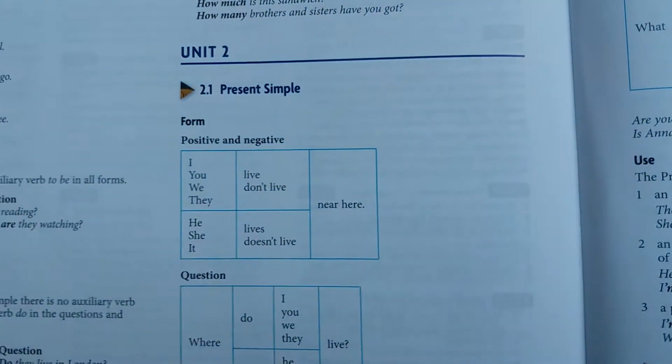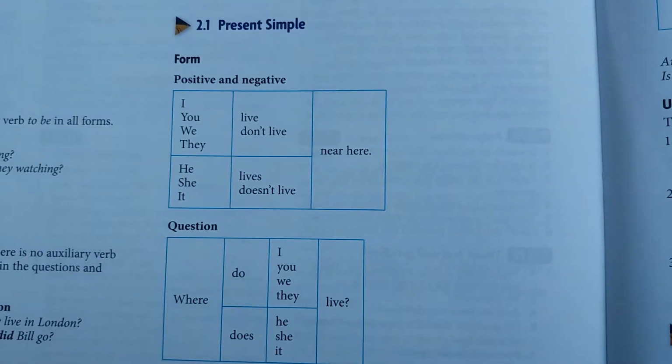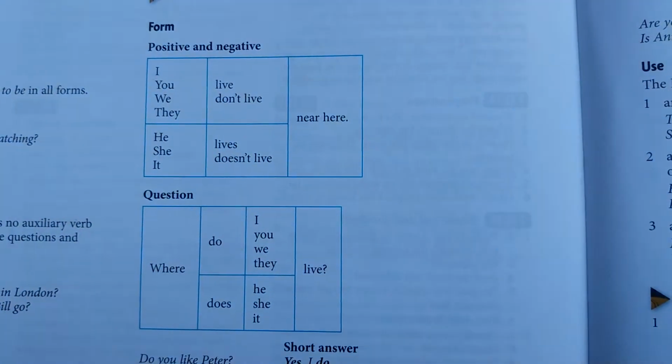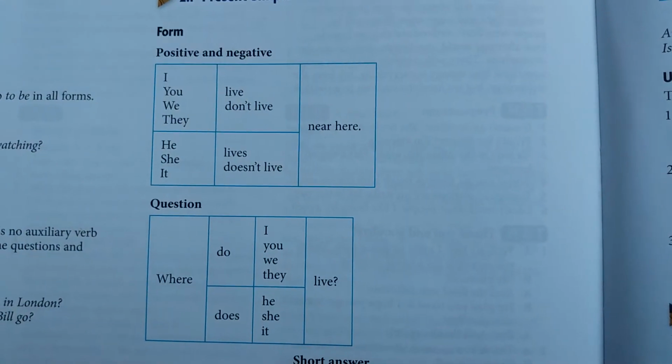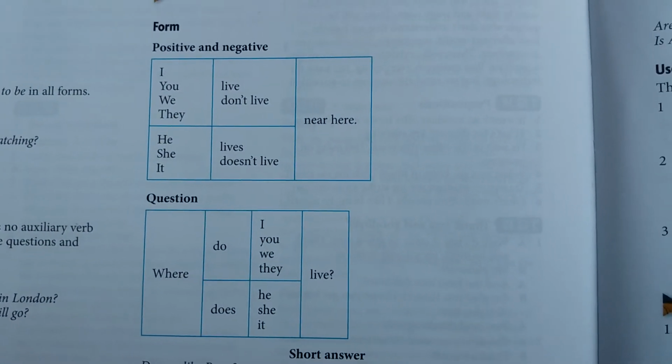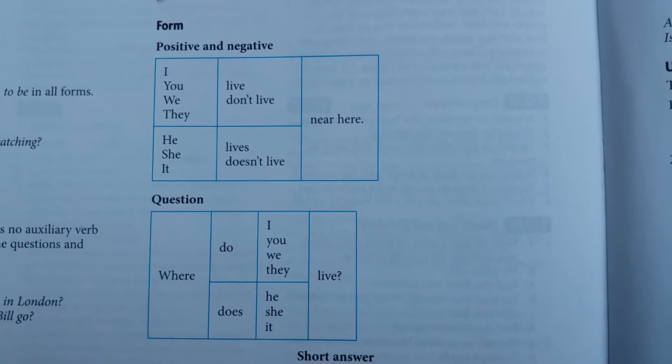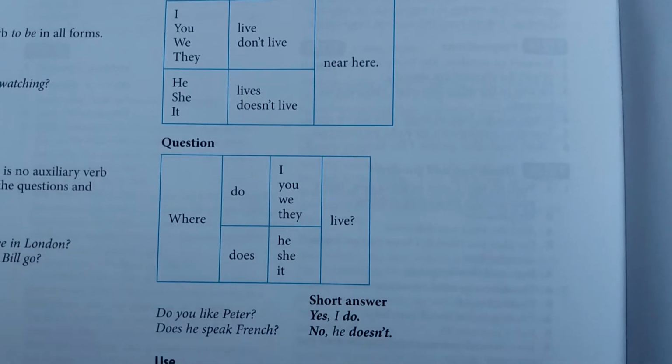Then we have Unit 2, the present simple again. It kind of talks about all of that I just talked about. So here, the negatives and the positives. I live and I don't live. We live, we don't live. And then he, she, and it, we go lives and doesn't.